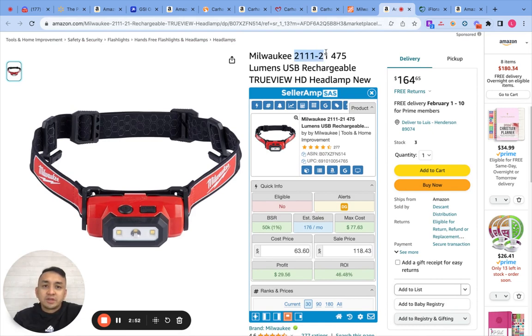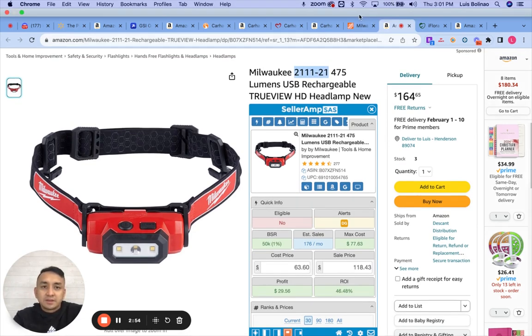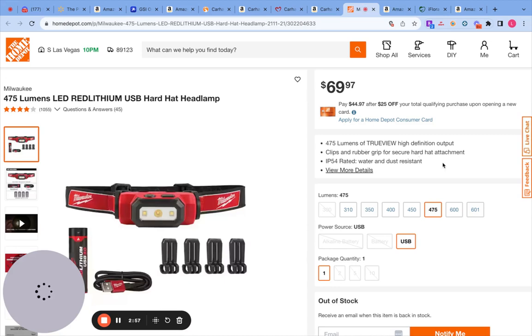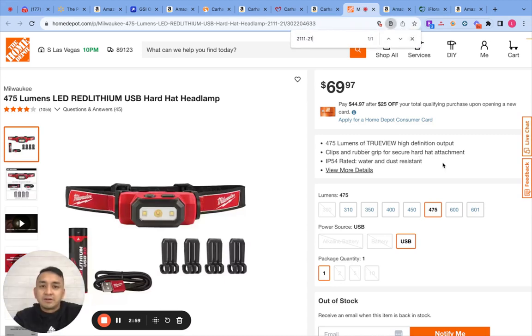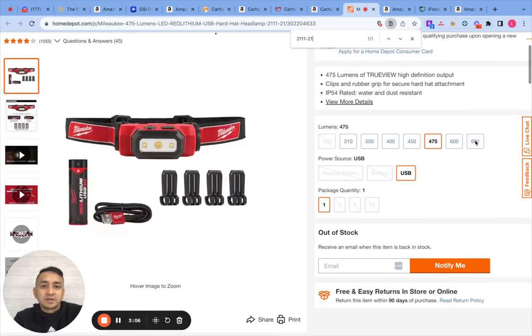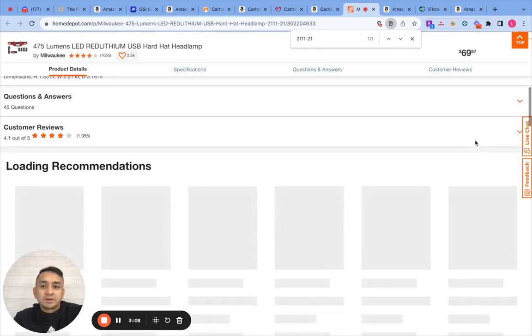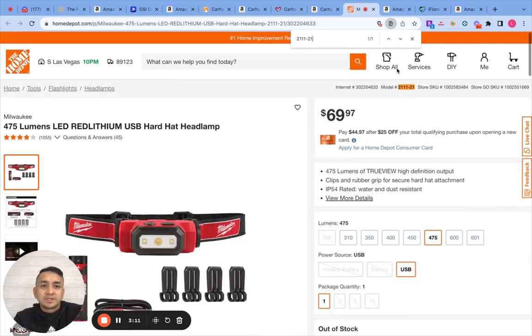So usually I copy it and then I go find it. Okay, so where is it at? Let's see. Where is that? I'm not seeing it though for some reason. Where's that model? Oh, it's right there. Okay. So the model number is right there, right? So it's the same product.